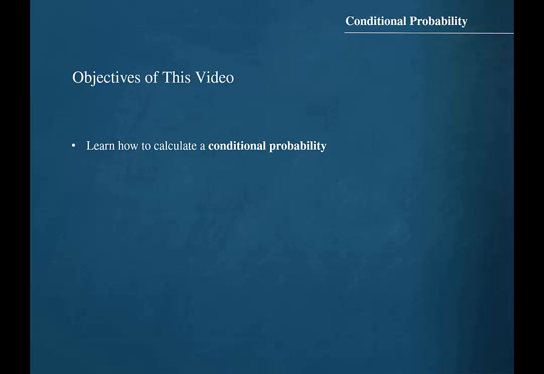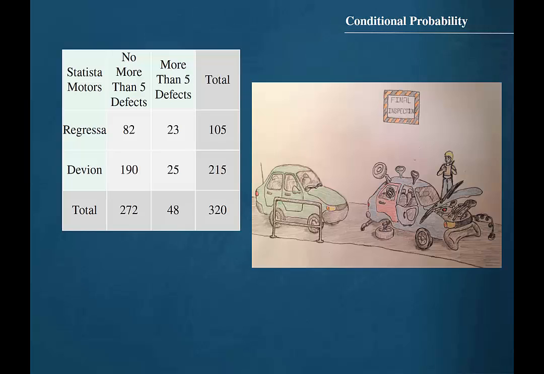In this video, we will learn how to calculate a conditional probability. Statista Motor Company produces two models, the Regressa and the Devion. The factory produces a total of 320 vehicles per day. Of that 320, 105 are Regressa models and 215 are Devion models.